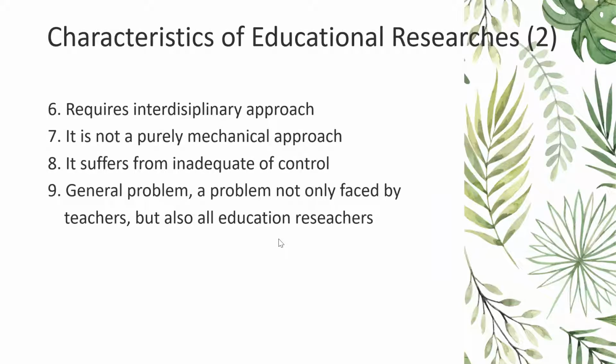And then the next characteristic is that education research requires an interdisciplinary approach. For example, if we conduct teaching and learning using Zoom, like now, we should have many things. Of course, information technology, we use a handphone or laptop and others. It needs many disciplines, or we say interdisciplinary. And the 7th characteristic is that it is not a purely mechanical approach. We use a social approach to solve problems in educational research.